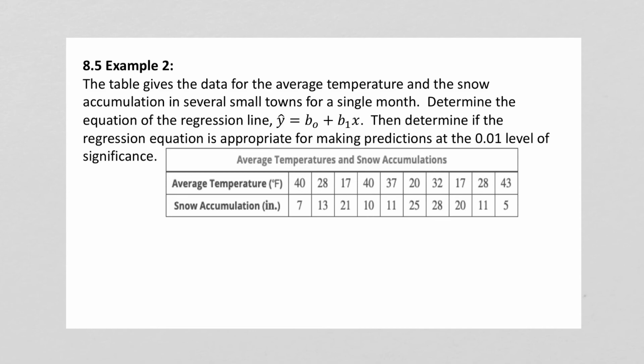Then determine if the regression equation is appropriate for making predictions at the 0.01 level of significance. So again, we're going to enter it into Desmos, and we'll put in y1 tilde b plus mx1. Okay? And it comes out that our equation in that form with b coming first is 32.268 minus 0.568 times x. And it tells us that r is negative 0.7108.